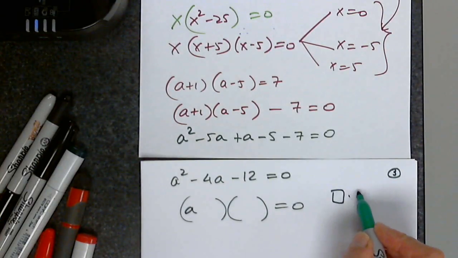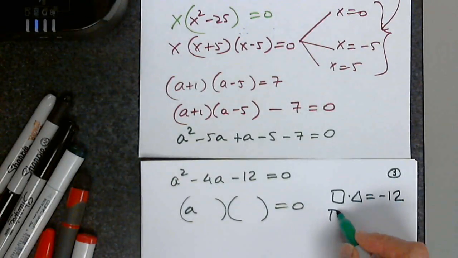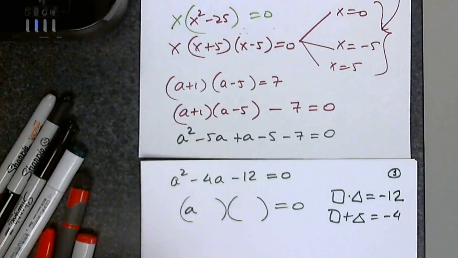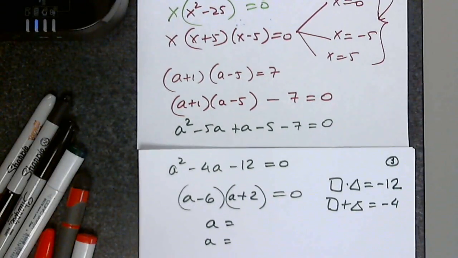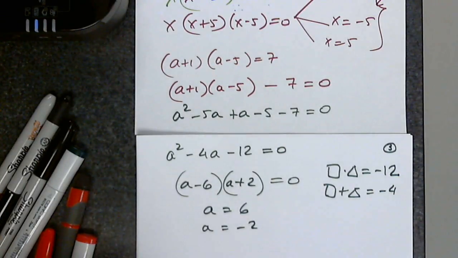The product of the numbers I'm looking for is excellent, and the sum is good. I need two numbers whose product is -12, one positive, one negative, and whose sum is -4. So then I have, thank you very much, two options. A could be, or that's it. Very good.